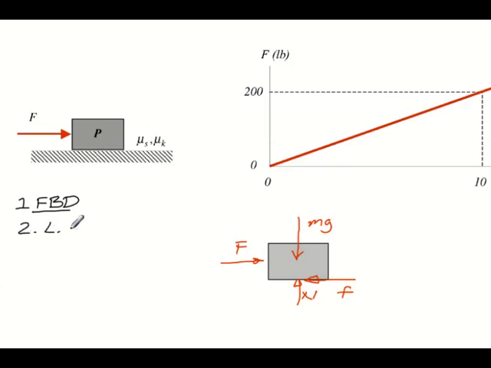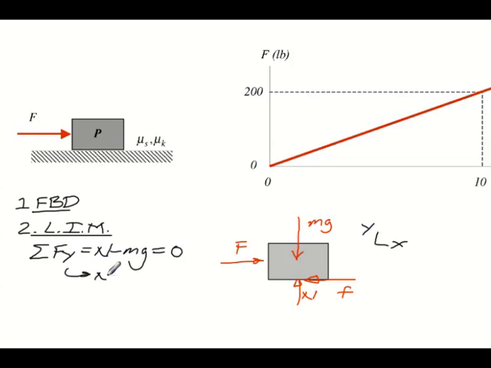So in using our linear impulse momentum equation, first thing I'm going to do is sum forces in y. I'm going to use x and y like this. Sum forces in y, I got N minus mg. And since the block is moving along a horizontal surface for all time, the y component of acceleration is 0, so N here is equal to mg, which is 100 pounds.